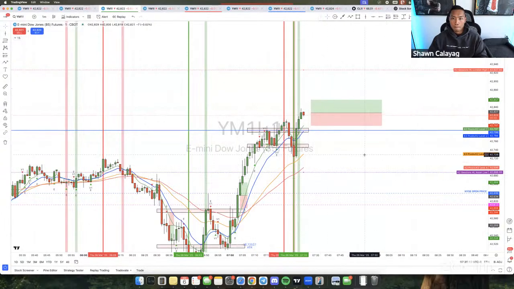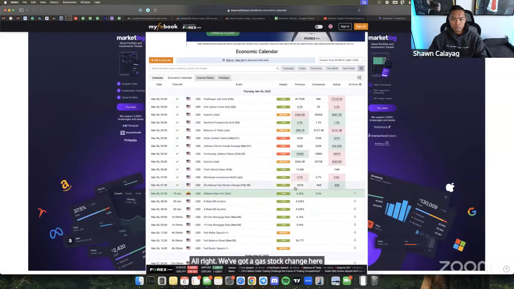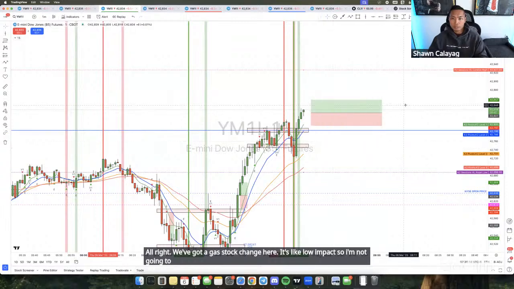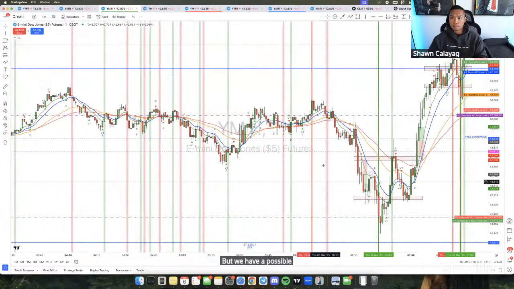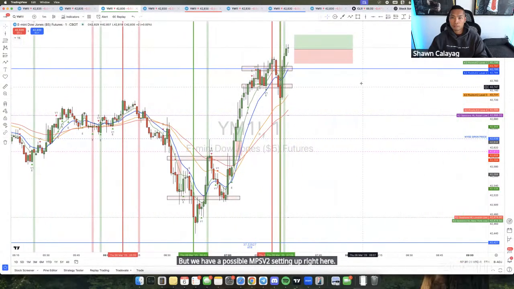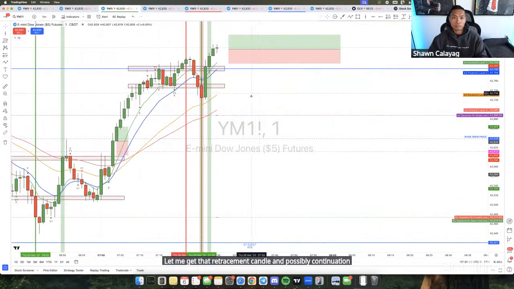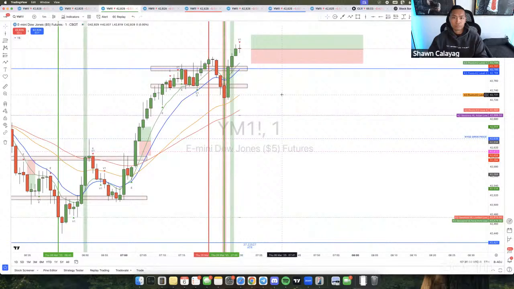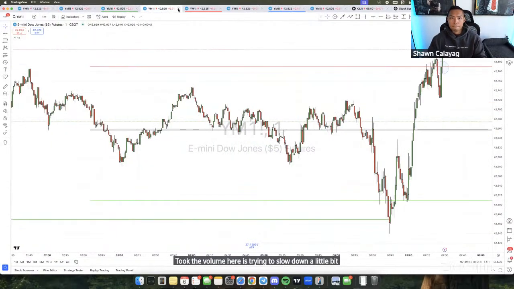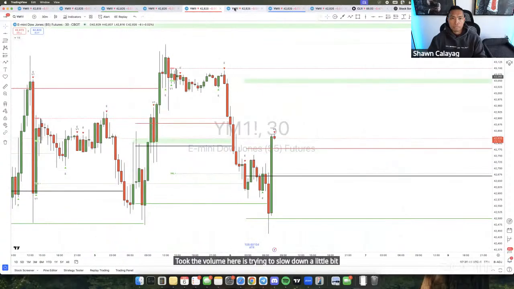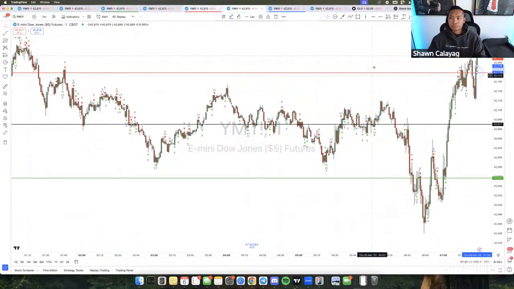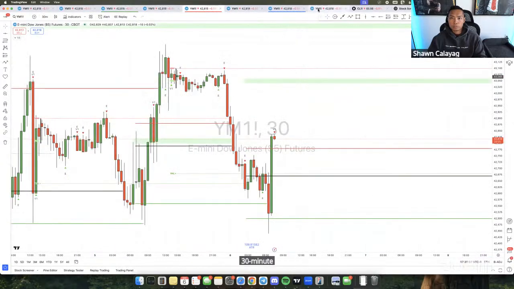All right. We've got gas stock change here. It's like low impact, so I'm not gonna put too much attention on it. But we have a possible MPSV2 setting up right here for a buy. We get that retracement candle and possibly continuation to the upside. Looks like the volume here is starting to slow down a little bit. Thirty-minute rejection off the point of control.